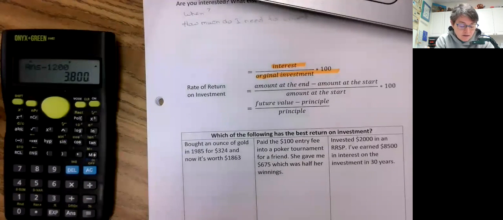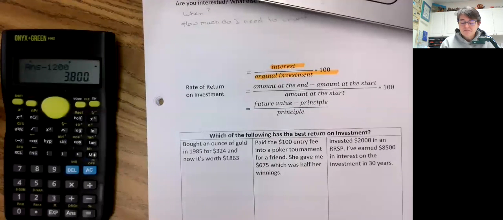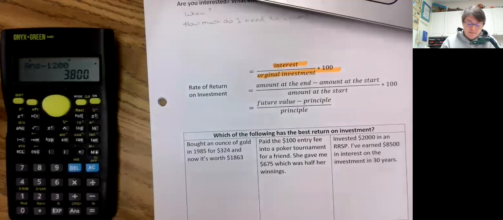All right, so I bought an ounce of gold in 1985 for $324, and it's now worth $1,863. I paid an entry fee for a friend in a poker tournament, and she gave me $675. Okay. Or I invested $2,000 and I have earned $8,500 in interest in 30 years. I don't know which one's better, right? Maybe this one's better because it's the most. Let's figure it out using the rate of return. Then we can compare them.